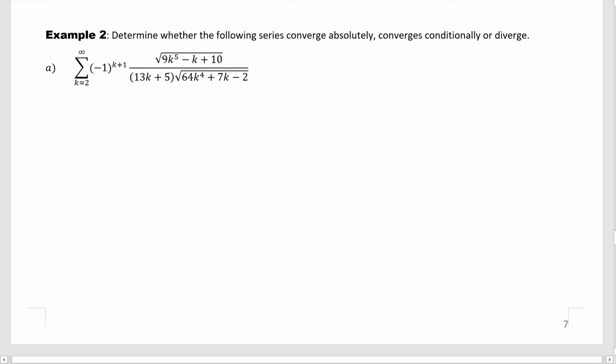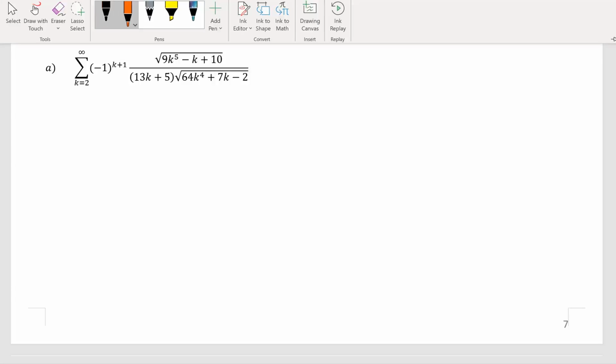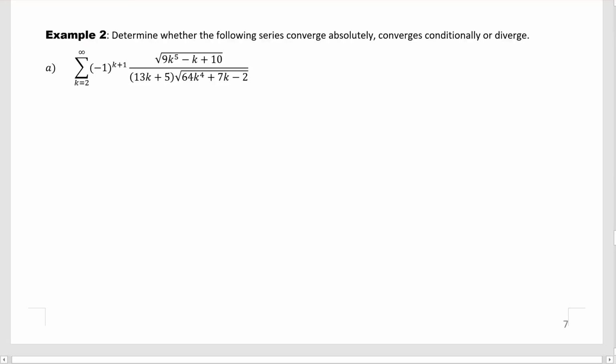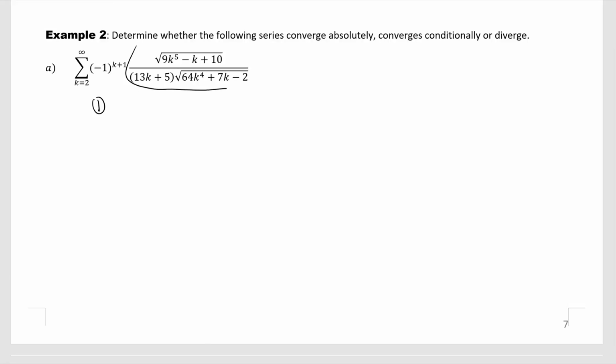So example 2. We want to determine whether the following series converges absolutely, conditionally, or diverges. Okay, so let's follow the 3 steps. First, this is my a sub k. So what's the limit of a sub k? Well, let's look at the dominant terms.